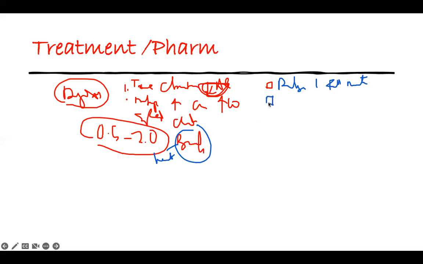If you are an adult and your heart rate is less than 60, stop it. Don't take it. If it's a child, less than 70, don't take it. If it's a neonate, less than 90, don't take it. Check the pulse for 1 full minute. Heart rate less than 60 for adults, don't take it. 70 for children, 90 for neonates.